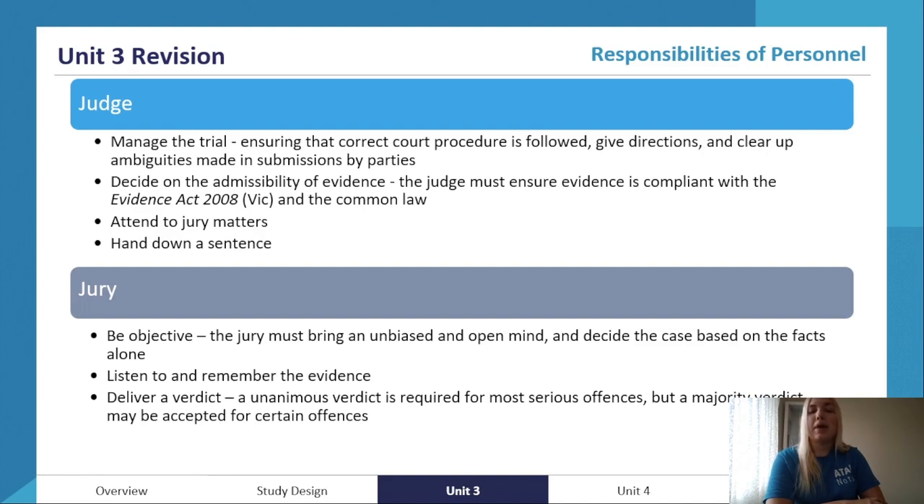And they will also clear up ambiguities made in submissions by parties and check the admissibility of evidence, whether it fits the standard criteria and whether it is relevant to the trial or not, and therefore should or should not be presented at trial. They will have to instruct the jury and guide the jury, and they will also hand down a sentence.